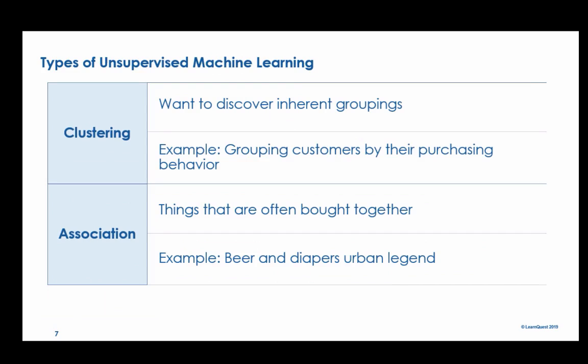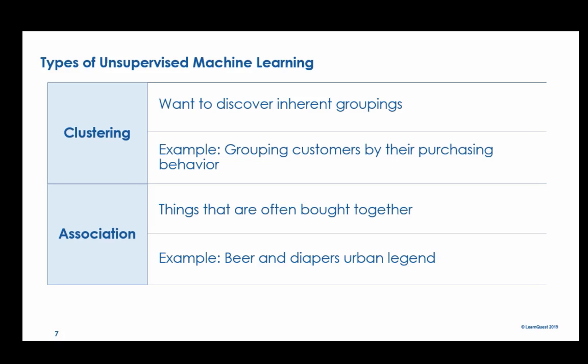Types of unsupervised machine learning include clustering. Remember, our data is not labeled in unsupervised examples, and what we want to do is discover inherent groupings of our data. An example of that would be grouping customers by their purchasing behavior.